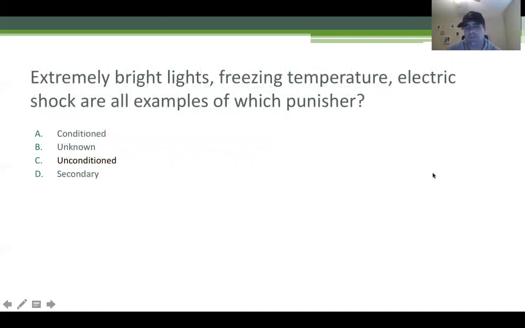Extremely bright lights, freezing temperature, electric shock are all examples of what kind of punisher? Okay. Conditioned, unknown, unconditioned, or secondary. All right. So this should be an easy question. Okay. Just think about our earlier question about food and sleep and water, right? Those are all things we're born needing.